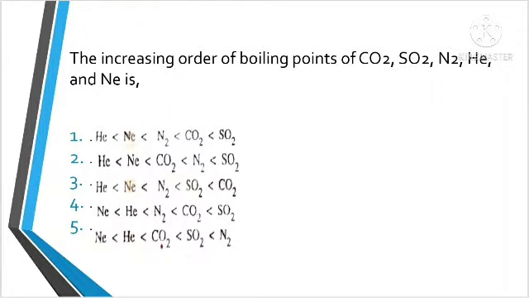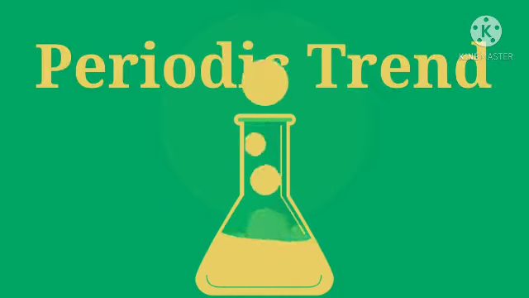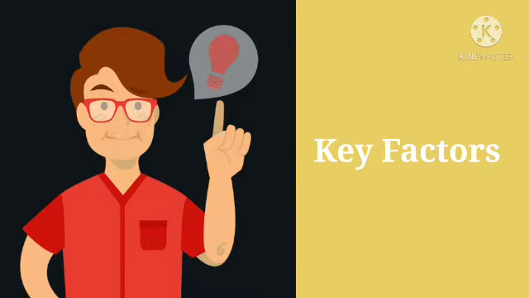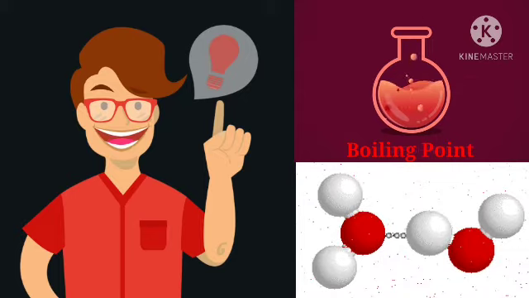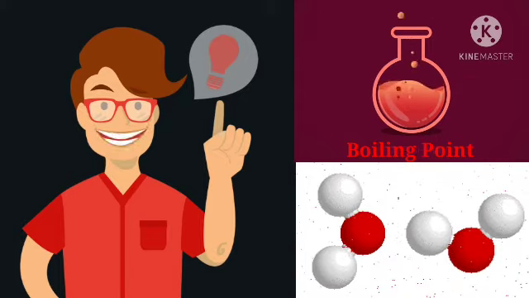The increasing order of boiling points of CO2, SO2, N2, He and Ne is. Figuring out the order of boiling point is all about understanding the trends. The key thing to consider here is that the boiling points reflect the strength of the forces between molecules. The more they stick together, the more energy it will take to blast them into the atmosphere as gases.